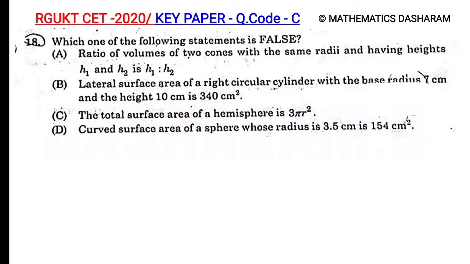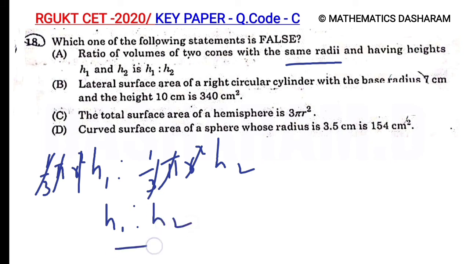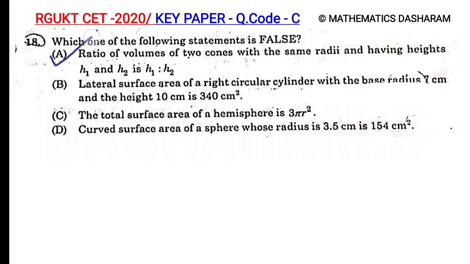18th question, which one of the following statements is false? First one is the ratio of volumes of two cones with the same radii and having heights h1 and h2 is h1:h2. So the volume of a cone formula is 1/3 pi r square h. So 1/3 pi r square h1 is to 1/3 pi r square h2, because they have the same radii. So h1 is to h2 is correct. But he is asking for the false statement. But here A is a true statement.